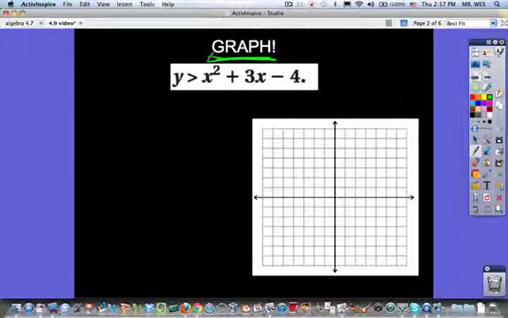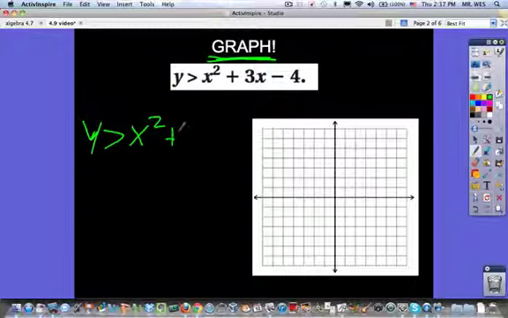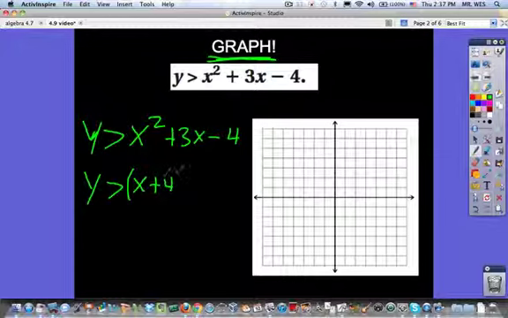When we graph stuff, we're going to graph it like we would any quadratic. We're going to take the y, but it's an inequality here: y is greater than x squared plus 3x minus 4. How am I going to graph this? Well, I'm going to factor it to find the x-intercepts here. So I know that this is going to be y is greater than x plus 4 times x minus 1, because 4 times negative 1 is negative 4, and 4 plus negative 1 is 3. So I know that my x-intercepts are going to be at positive 1 and negative 4.